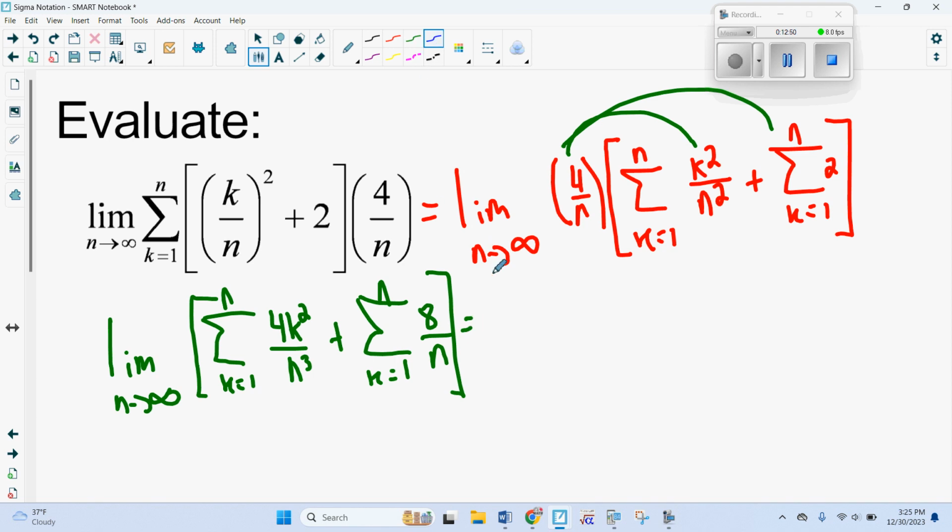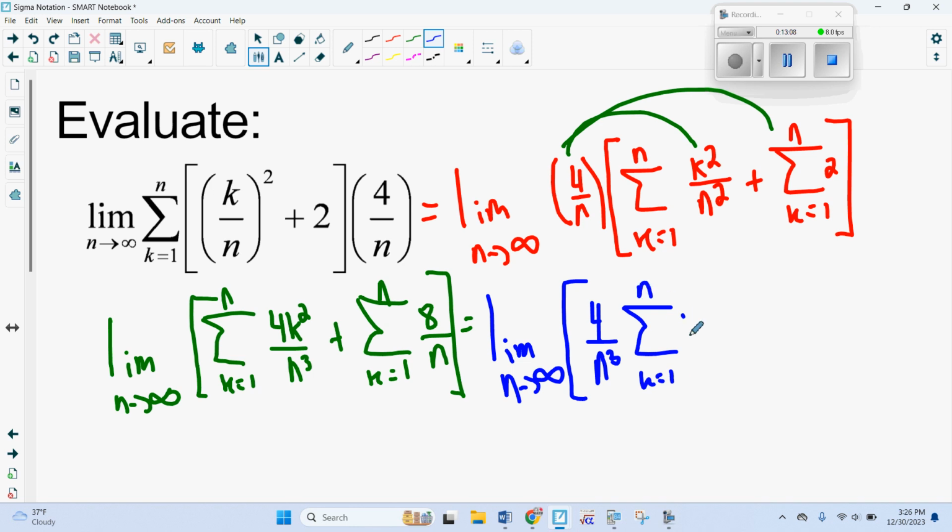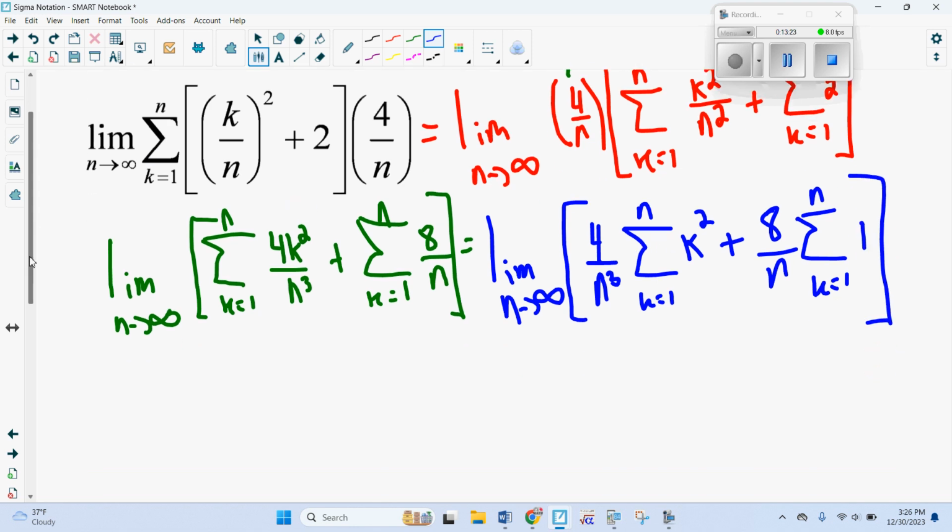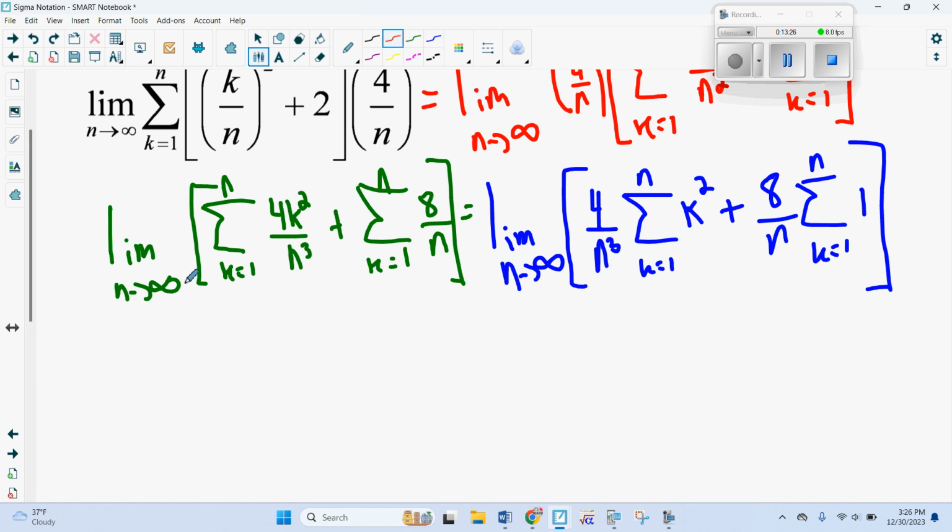And then my next step is to remove the n from each of these, and actually the number. So what that's going to mean is for the first one, I'm going to pull out the 4 over n cubed, and that just gives me sigma k equals 1 to n of k squared. And then in the next one, I'm going to pull out 8 over n, and that gives me the sum k equals 1 to n of just 1. So what I'm trying to do is simplify these down to where I can get it to our formulas that we have earlier. So I can just plug it into one of my formulas.